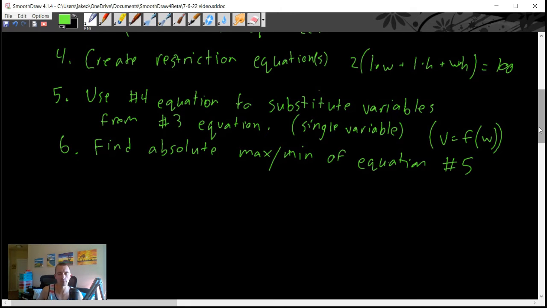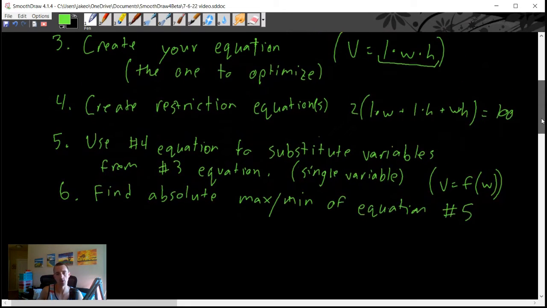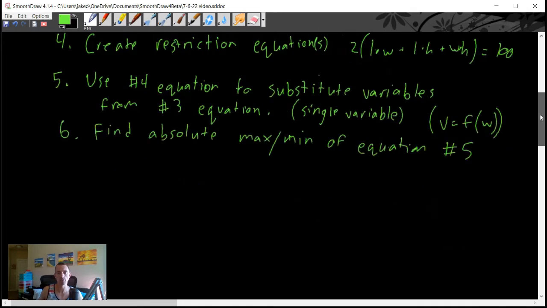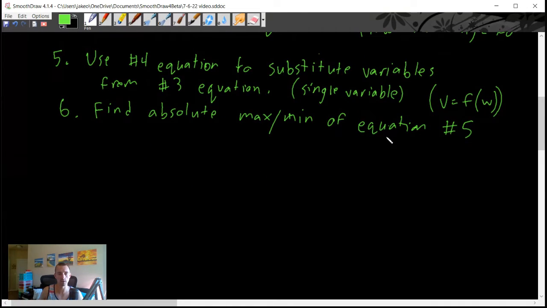And when I say whatever makes sense, I mean thinking about what this equation represents. It represents a volume. It takes a length, a width, and a height. Length and width and height of a box are always going to be positive numbers, right? So we know that the domain is going to be restricted to positive numbers, positive W's. So that's what I mean. You're going to want to use the real world context to figure out what numbers actually make sense for the domain. And then you're going to find the absolute max and min value of this single variable equation within that given domain.